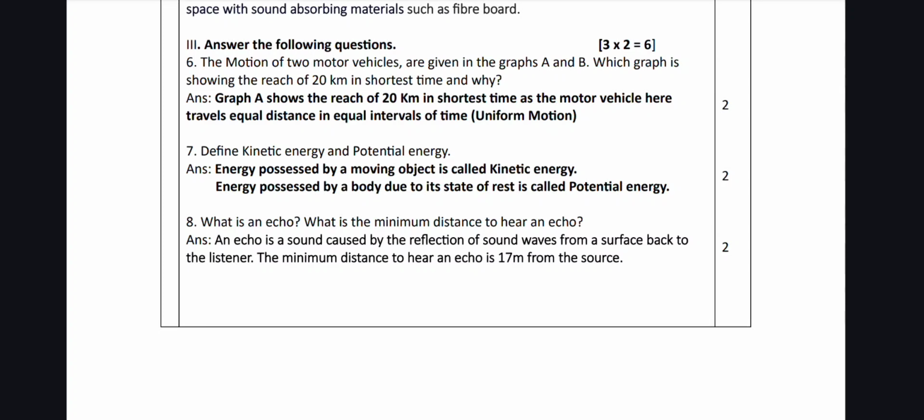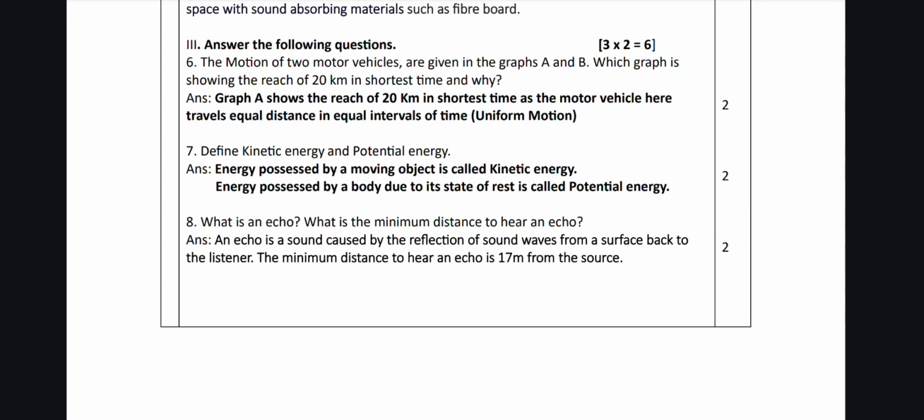Define kinetic energy and potential energy. The energy possessed by a moving object is called kinetic energy. The energy possessed by a body due to its state of rest is called potential energy.